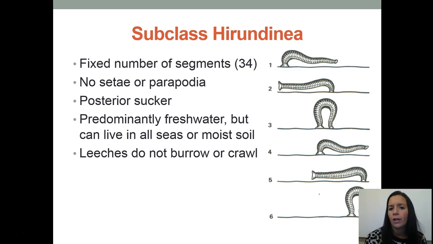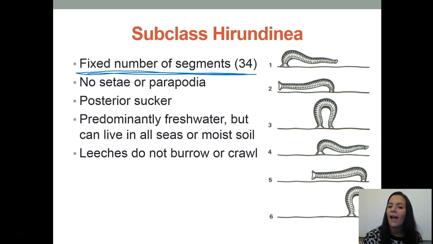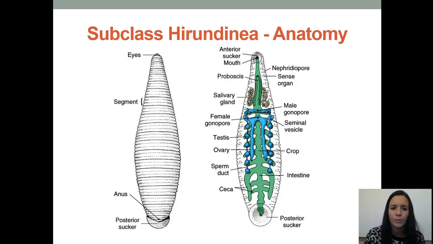So the final thing we're going to talk about is subclass Hirudinea, and these have a fixed number of segments. This makes them different from other types of segmented worms. They don't have setae or parapodia, and they have a sucker on their posterior end, but they also have another sucker on the other end, which I'll show you in a minute. They are predominantly freshwater, but they can live in seas or moist soil, and they do not burrow or crawl. They actually move similar to this over here. So you see it numbered. They move using that sucker, and that's how they reach and move instead of burrowing or crawling like we're used to with other worms.